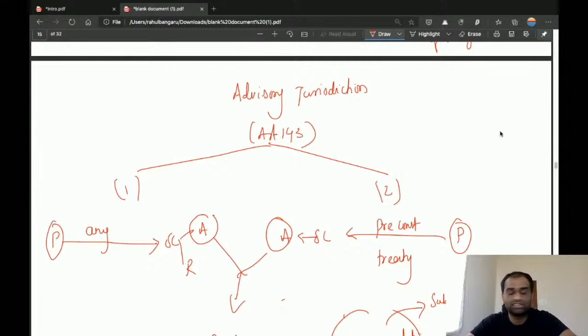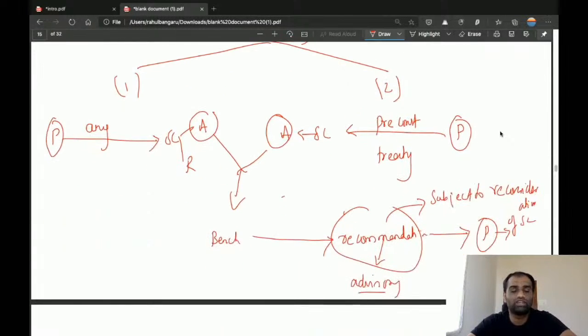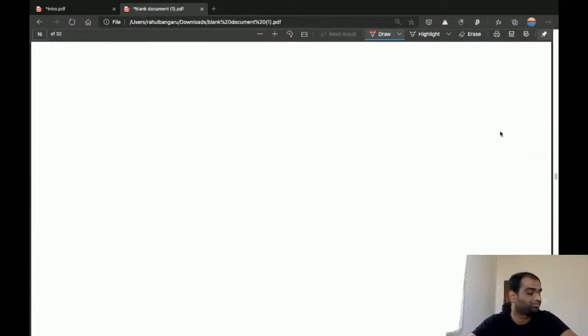According to clause 1, the President can refer any matter to the Supreme Court of India, and the Supreme Court can either accept or reject this matter. Now if the President refers any matter regarding a pre-constitutional treaty to the Supreme Court, then the Supreme Court has to compulsorily give its advice. Once the Supreme Court has accepted this matter from the President, it will form a bench, and then give its recommendation or opinion to the President. Now this recommendation or opinion is only advisory in nature, and it is not subject to reconsideration of the Supreme Court.